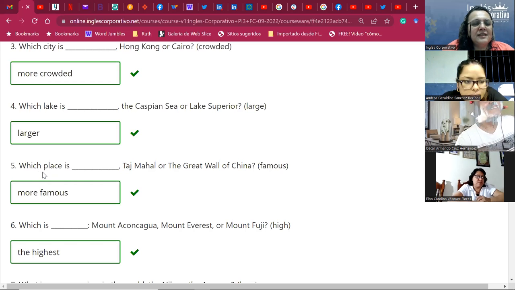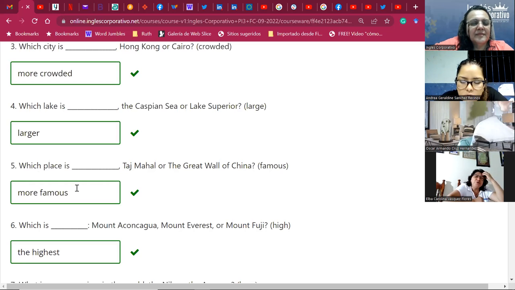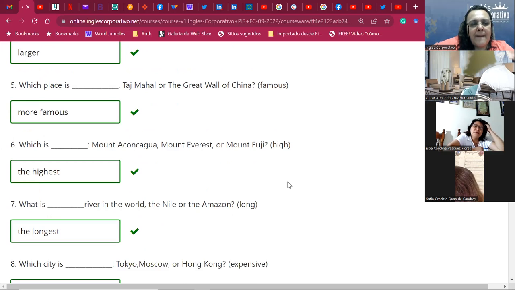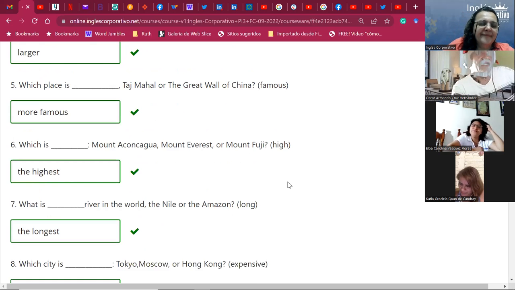Which place is more famous? Taj Mahal or the Great Wall of China? Espérate. Which is the highest, Mount Aconcagua, Mount Everest, or Mount Fuji? Mount Everest?